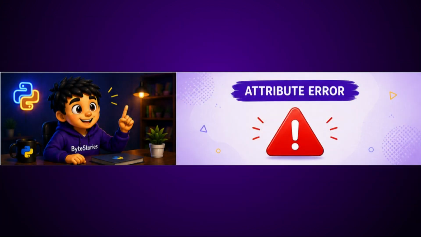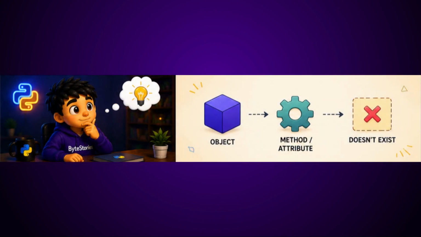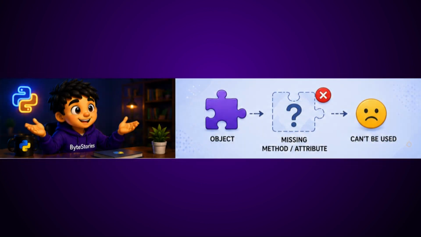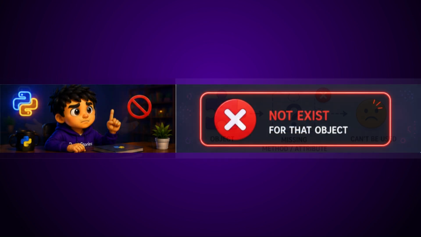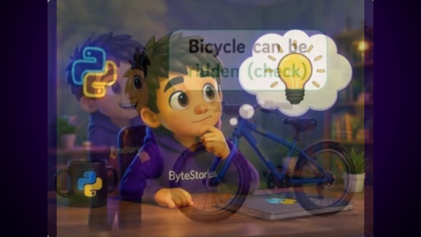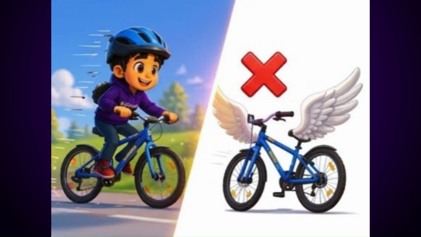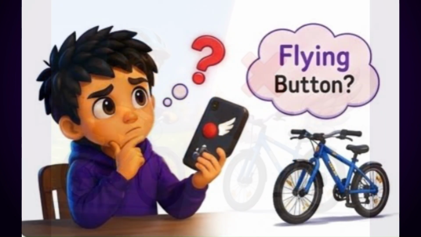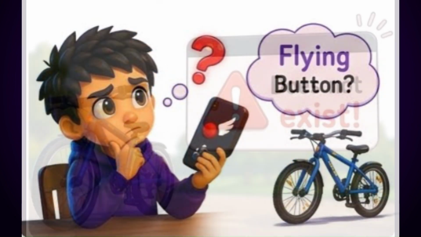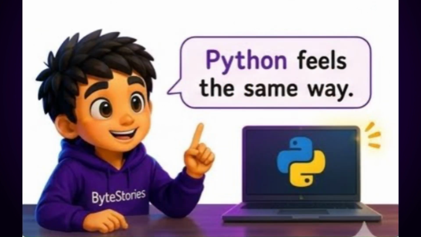This error is called an attribute error, and it means you are trying to use a method or attribute that does not exist for that object. Think of it like this: Alex owns a bicycle. A bicycle can be ridden but cannot fly. If Alex tried to use a flying button on a bicycle, it simply does not exist. Python feels the same way.